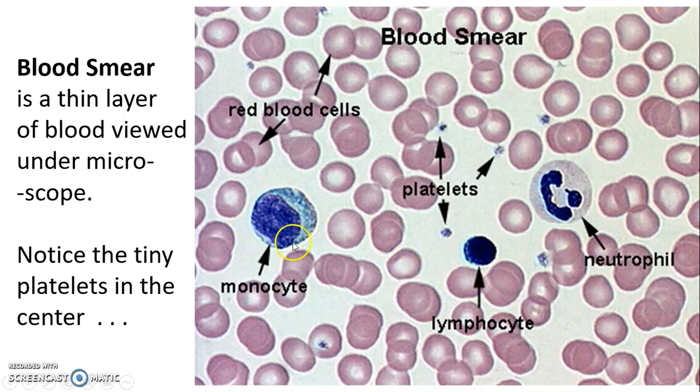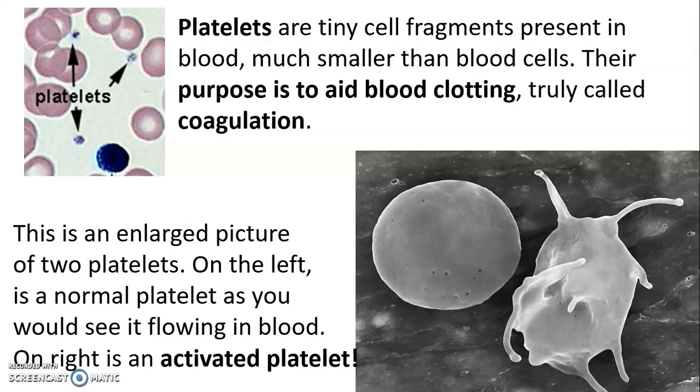You might recognize the biggest is a monocyte. That's like a macrophage. A lymphocyte is more dense. A neutrophil with the crazy many-lobed nucleus. And these little tiny ones we haven't talked about yet. Those are the cell fragments called platelets. What do platelets do? So these tiny cell fragments are involved in blood clotting or in coagulation.